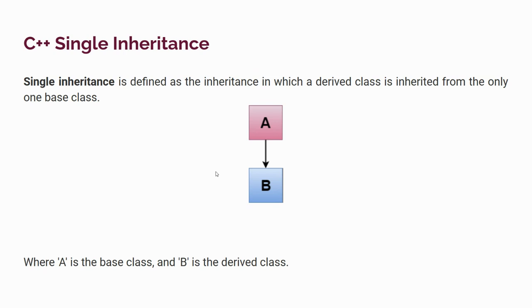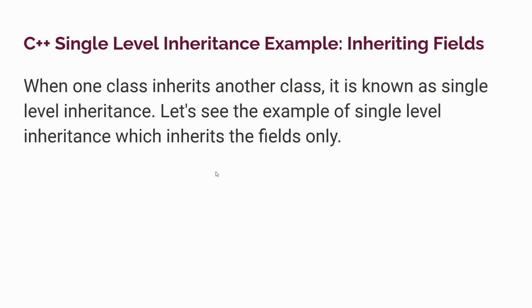C++ single inheritance. Single inheritance is defined as the inheritance in which a derived class is inherited from only one base class. Here the base class is A and the derived class is B. When one class inherits another class, it is known as single level inheritance. We'll see an example.